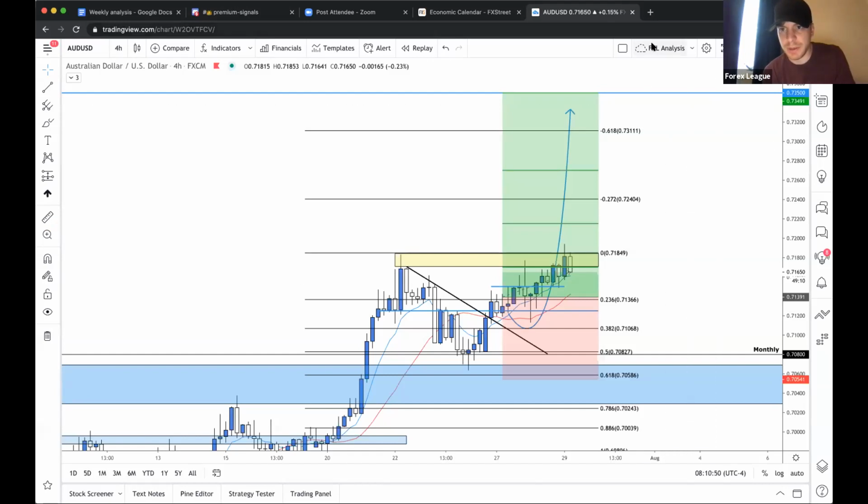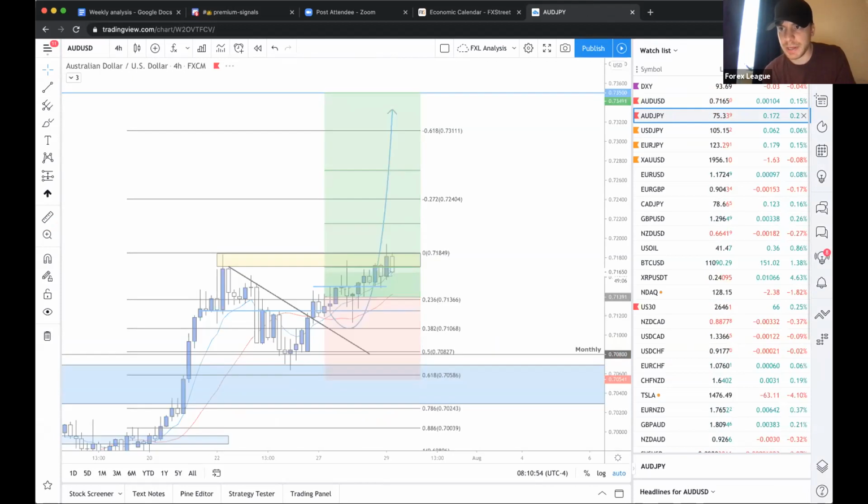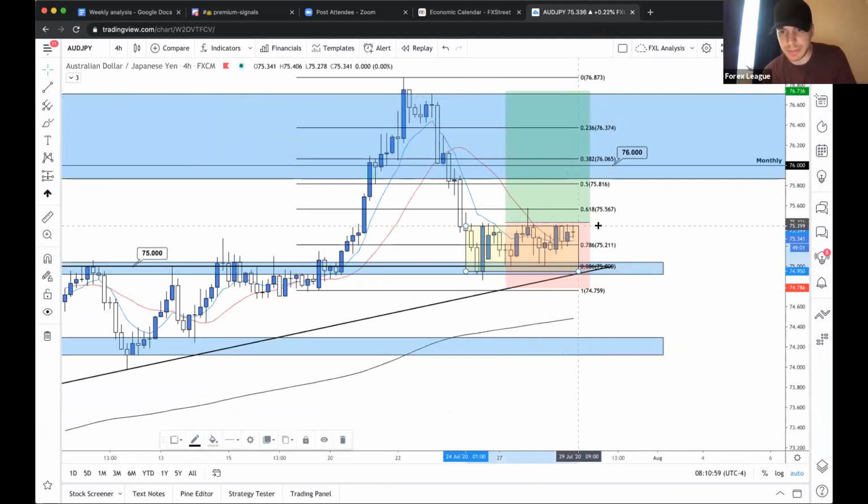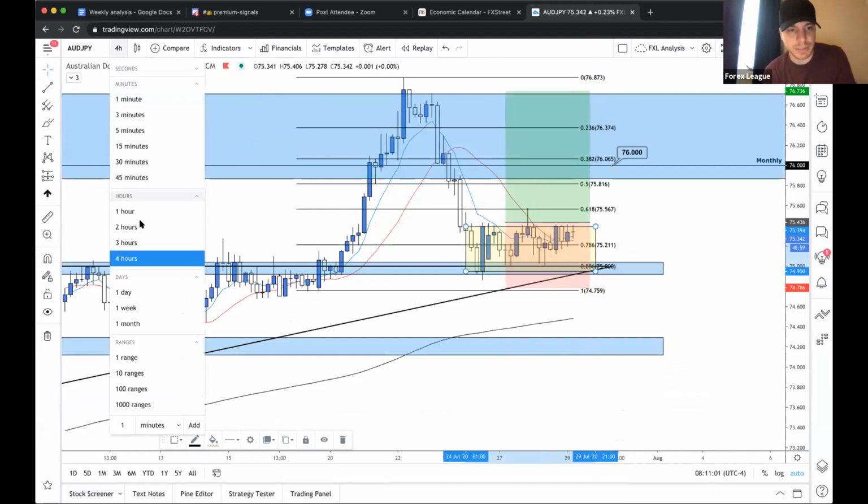Okay, so let's keep going. That is AUD USD. Next, we got AJ. This one's looking really good. It's definitely setting up to be something nice. I'll cover this in a second on this lower time frame.